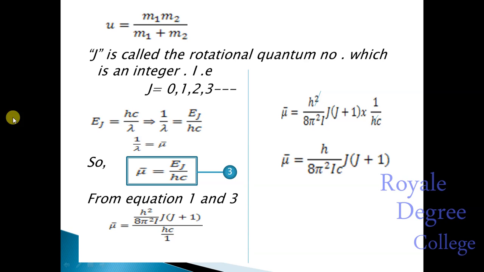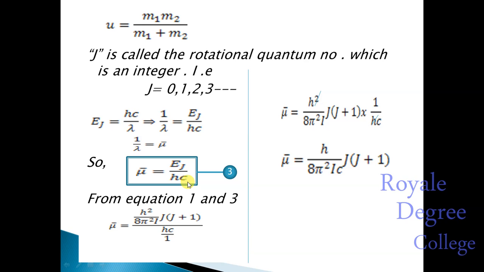So here Ej equals hc by lambda. Now, in the next step, we bring this hc to the other side. So Ej by hc we write as equal to 1 by lambda. So 1 by lambda equals mu bar, that is the wave number. In place of 1 by lambda, we can write mu bar. So mu bar equals Ej by hc. It is our equation number 3.